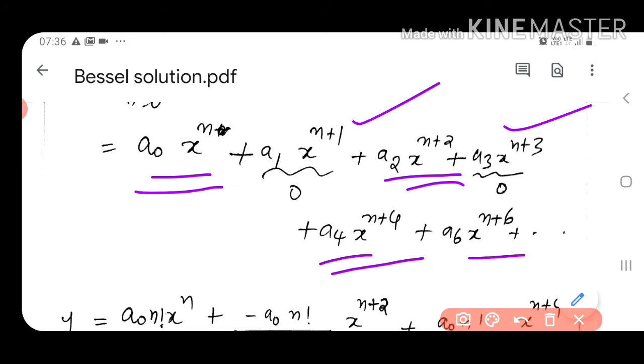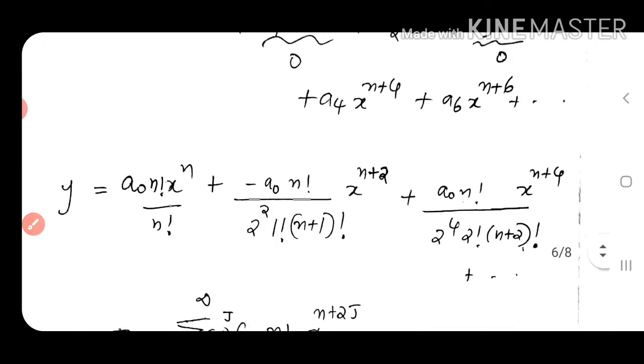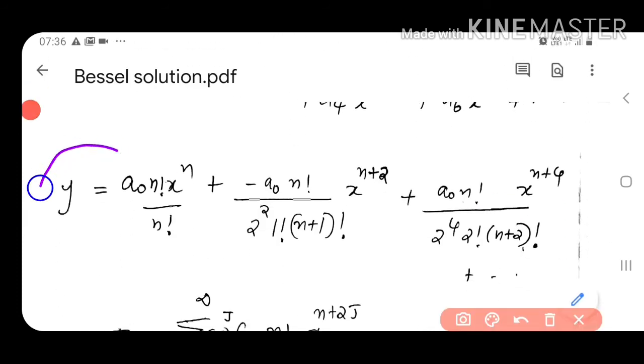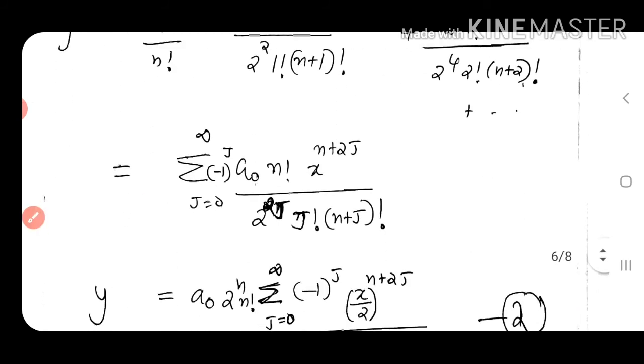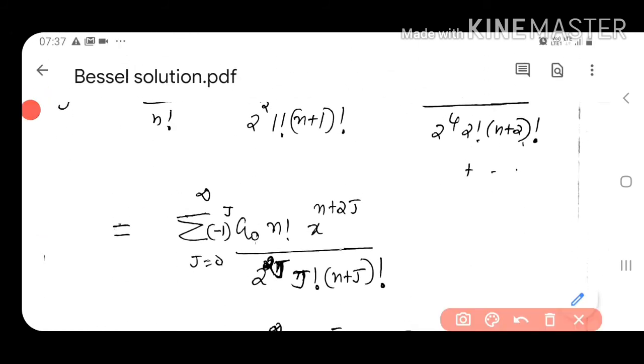Okay, so we have this y equal to this. When you substitute for the coefficients, the first term is a0 x to the power n, but we introduce n factorial here. Okay, so a0 n factorial over n factorial x to the power n, and here you have these terms when you substitute. Okay, and this can be written in general format like this.